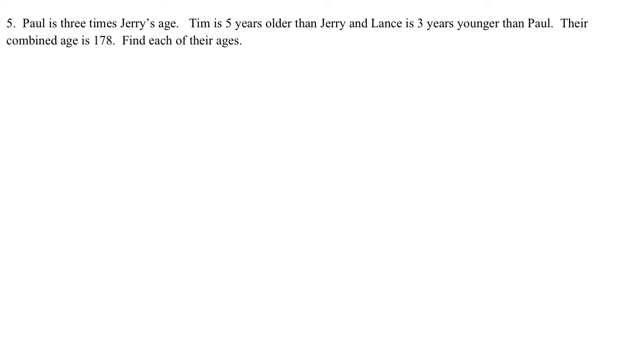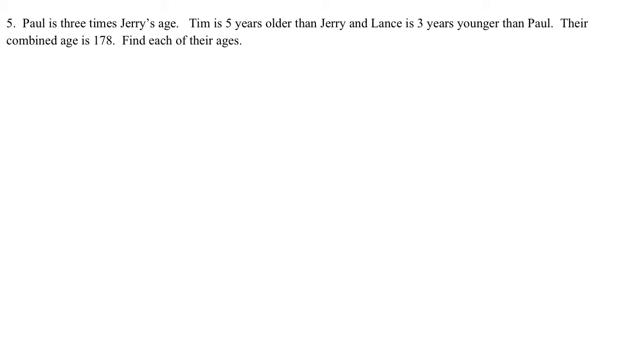going to take a look at another type of situation that can be represented as a linear equation. So let's just read this problem real quick. Paul is 3 times Jerry's age. Tim is 5 years older than Jerry, and Lance is 3 years younger than Paul. Their combined age is 178. Find each of their ages.